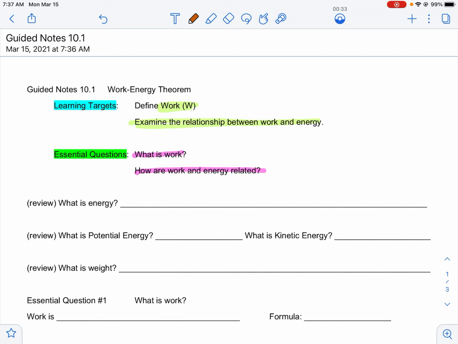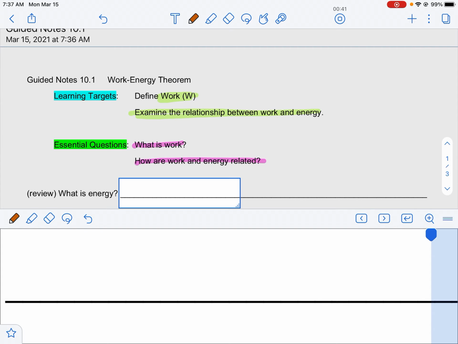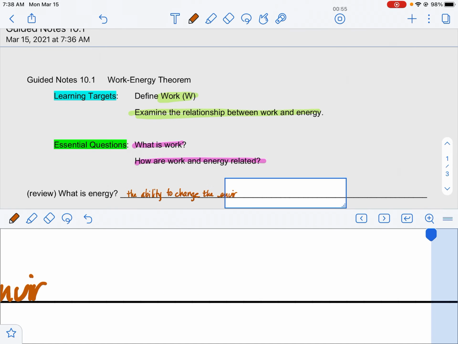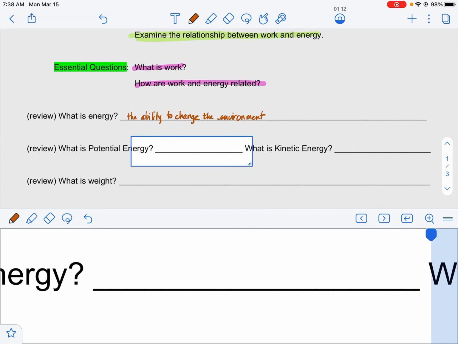So we're going to start with review, almost like we almost always do. What is energy? So this should be familiar to you now. Energy is the ability to change the environment. And remember, by environment, we don't necessarily mean like the beach or the forest or something like that, right? Anything is a change to an environment. If you walk forward, if you pick something up, if you drop something, all of those things are the change in the environment.